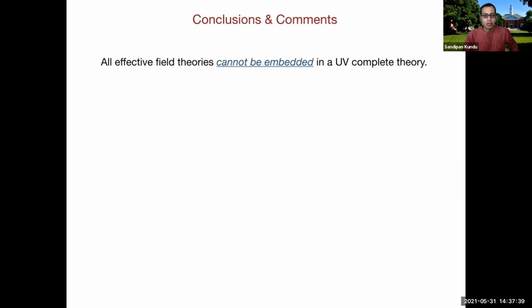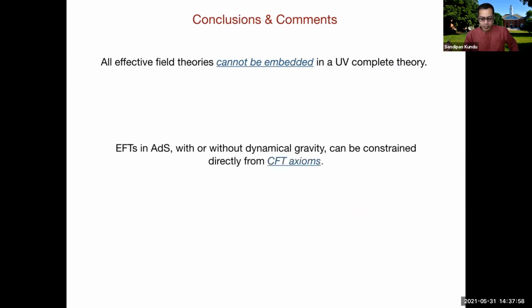Let me now conclude. So the main point that I want to again emphasize is that not all effective field theories can be embedded in a UV complete theory. That's the most important point that I want to say again and again. And more practically, effective field theories in AdS with or without dynamical gravity can be constrained directly from CFT axioms. So that means you don't have to assume anything beyond the standard conformal bootstrap axioms, and you can derive a set of bounds.